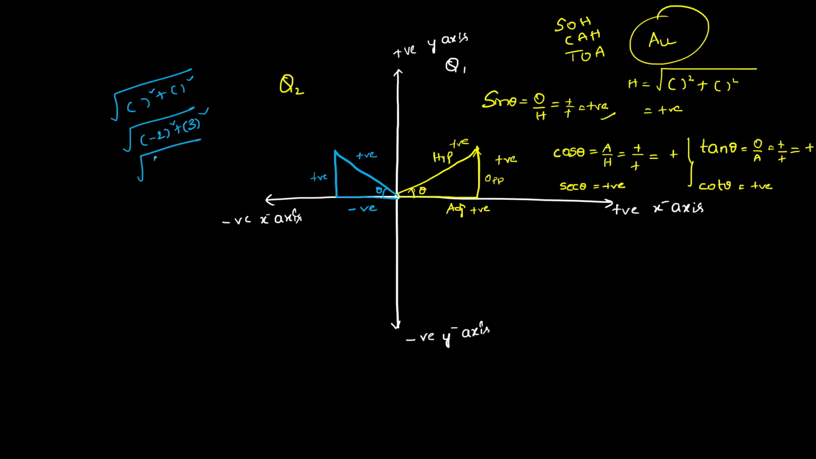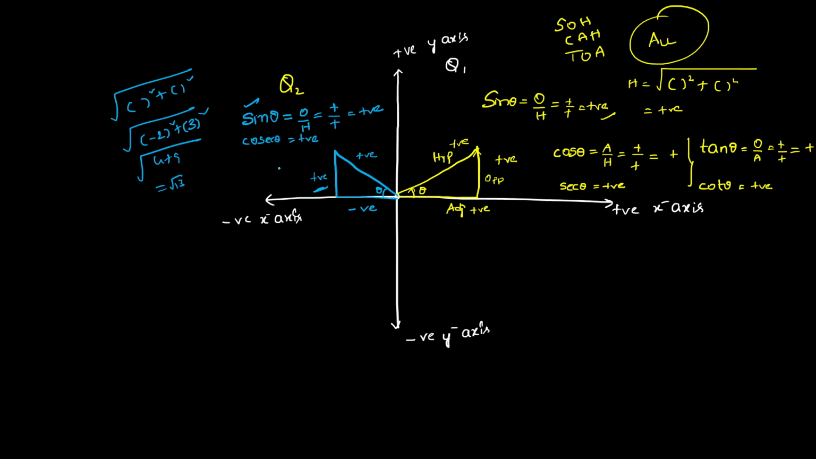So when we are squaring it, we will get a positive number. So it will be root 13, which is positive. That means the adjacent is negative, the opposite is positive and the hypotenuse is always positive. So when we consider sine theta, it is nothing but the ratio of opposite by hypotenuse. Here opposite is positive and hypotenuse is positive, so positive by positive is always positive, and sine theta is positive, therefore cosecant theta is also positive.